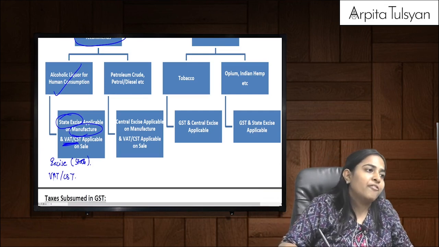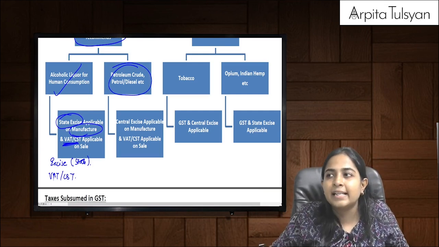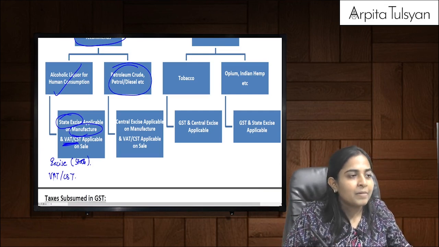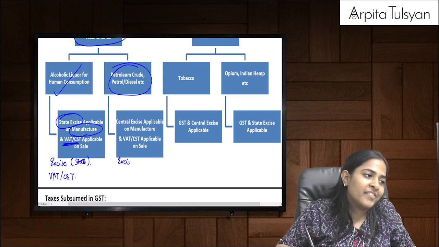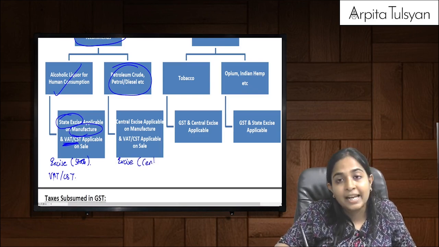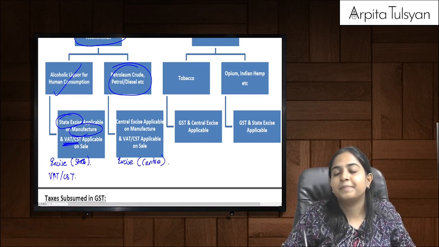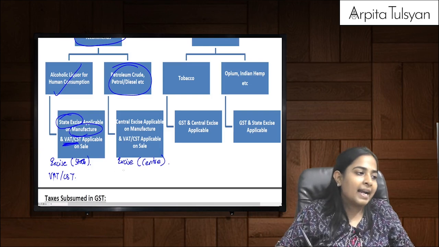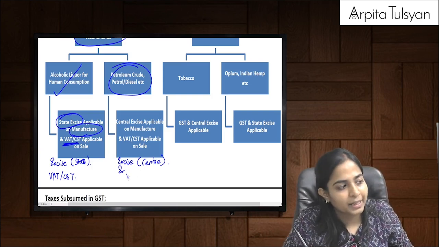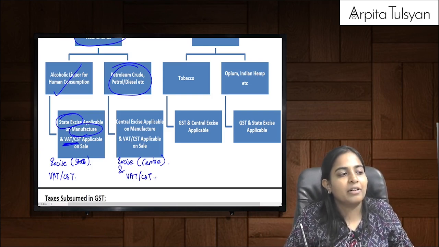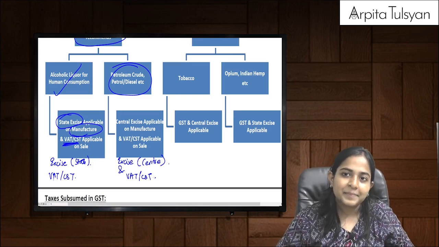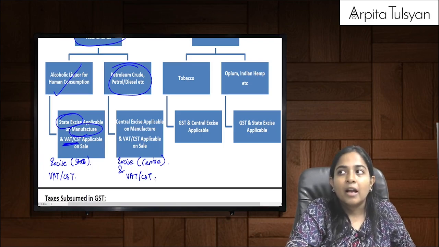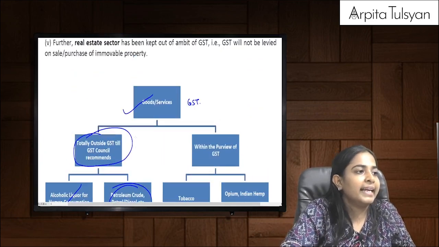Okay. Then, for petroleum crude, petrol, diesel, natural gas, ATF, etc., GST is also not applicable. But excise duty will be levied at the time of manufacture, by the central government. And at the time of sale, GST is not applicable, but VAT and CST will be applicable. Are you understanding this, everyone? Yes? Okay. Then the next one.